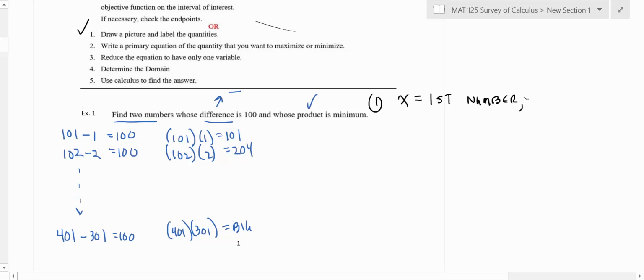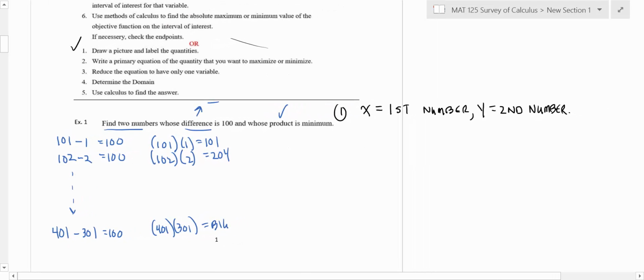And then let's let y be the second number. So you've got to kind of figure out what your variables are in the problem. And then the key is to try to figure out an equation or two and a function that you're going to minimize or maximize. Okay, so let me see if you guys can give me an equation.